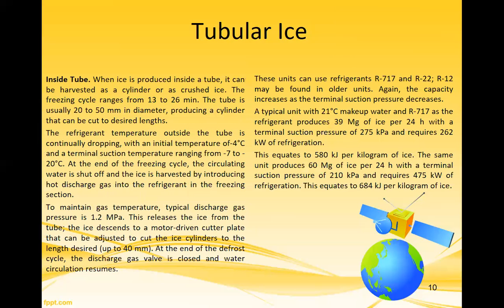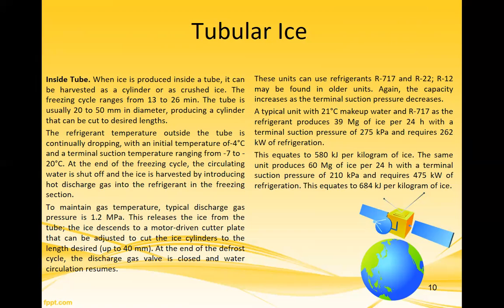So inside tube, when ice is produced inside a tube, it can be harvested as a cylinder or crushed ice. The freezing cycle ranges from 13 to 26 minutes. The tube usually has 20 to 50 mm in diameter, producing a cylinder that can be cut to desired length. The refrigerant temperature outside the tube is continually dropping with an initial temperature of negative 4C and a terminal suction temperature ranging from negative 7 to negative 20C.